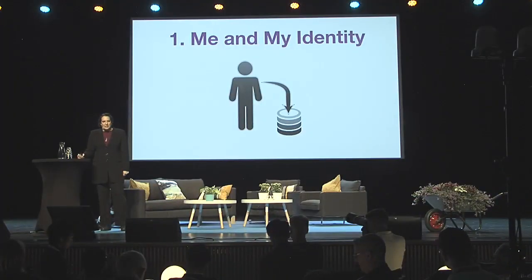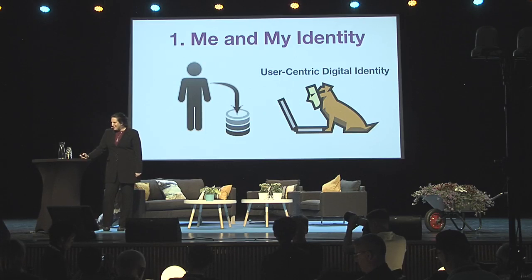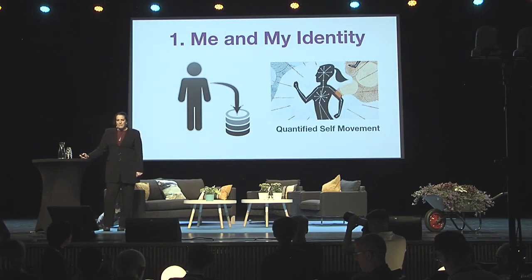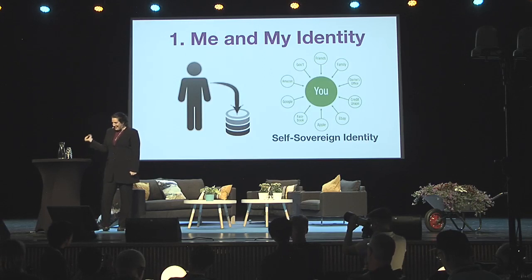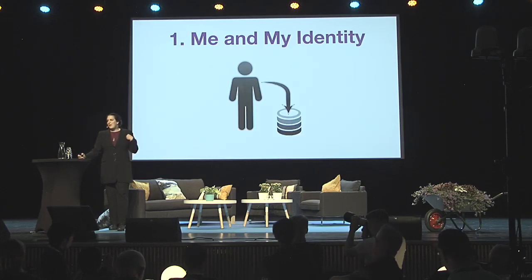So the first domain is me and my identity, and this is where individuals collect and manage their own data, and we have several varieties. There's the user-centric identity folks. Indie web efforts have been going on trying to solve this challenge. The quantified self movement, the new kids on the identity block, the folks working on SSI, and of course the MyData community. All of them looking at how we can own and control the data and our own identities.